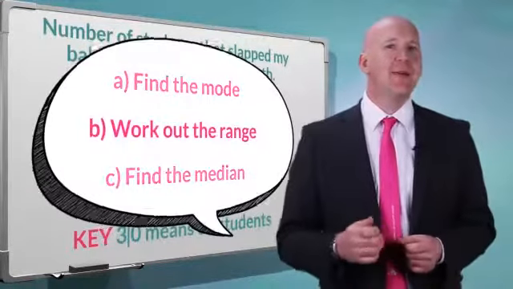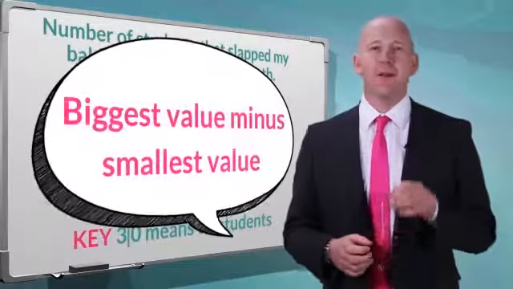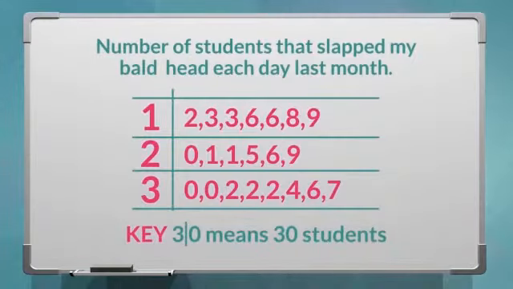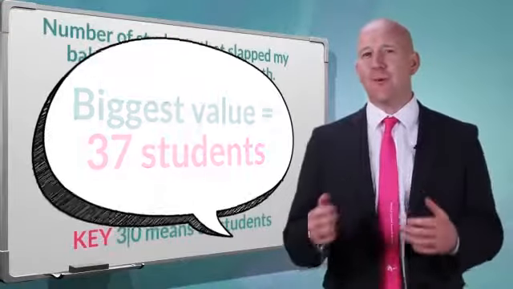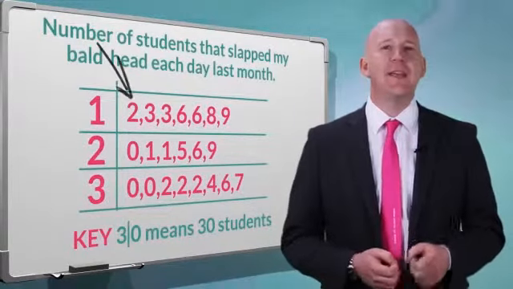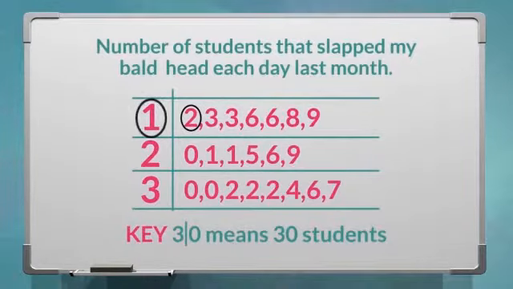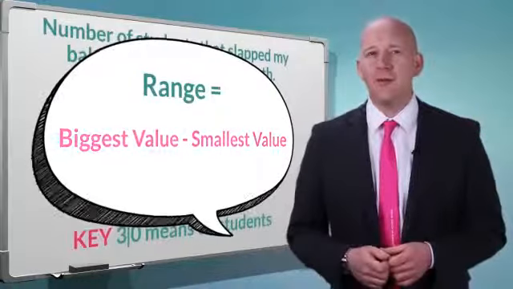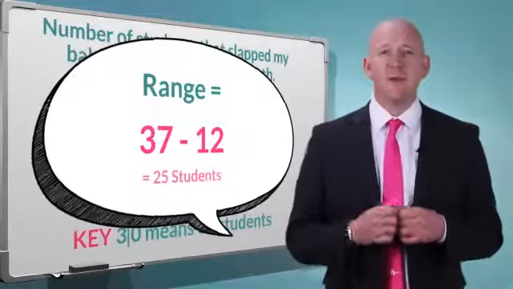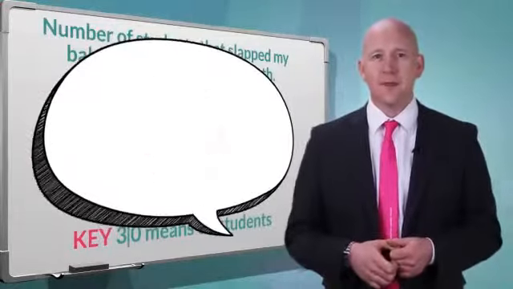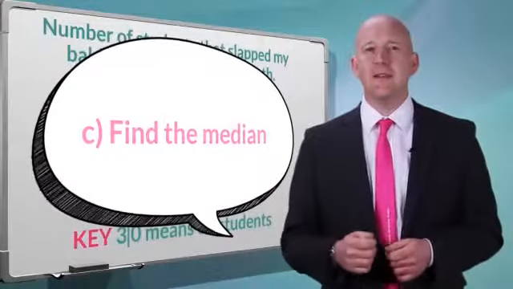For part B, recall that the range is the biggest value minus the smallest value. The biggest value will always be made up of the last leaf in the last row with its stem. In this case, this is a 7 here, which along with the stem of 3 makes 37 students. The smallest value will always be the first digit in the first row along with its stem number. So we'll use this 2 here along with the stem of 1 to make 12. So the biggest value minus the smallest value is 37 minus 12, which makes 25 students.